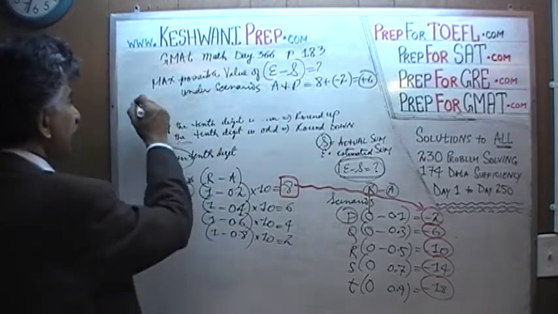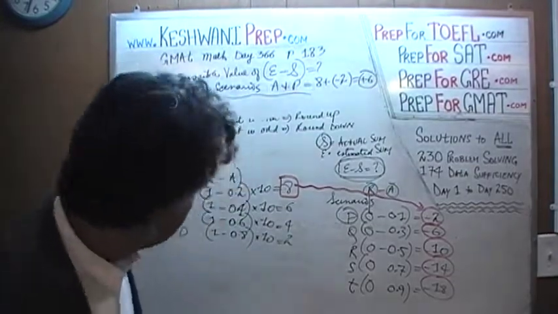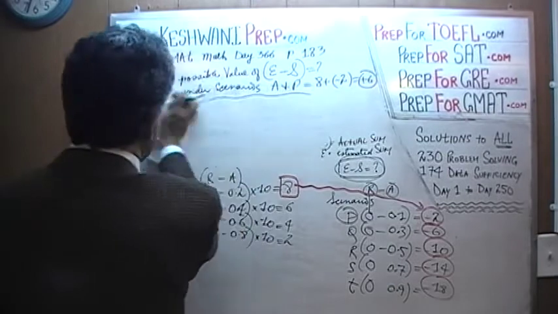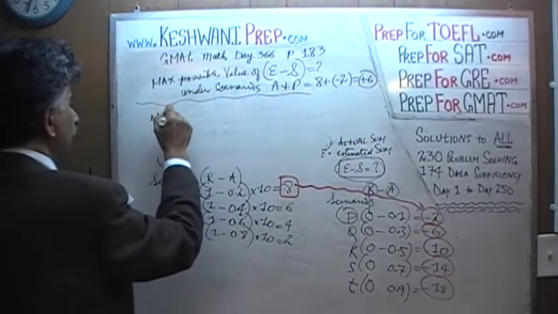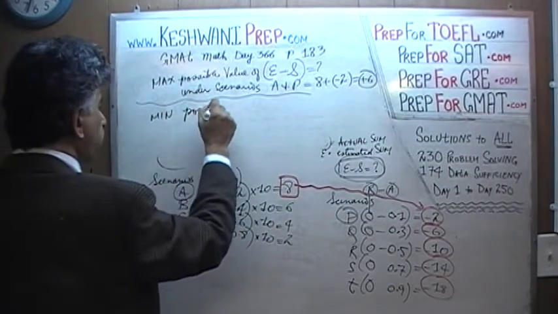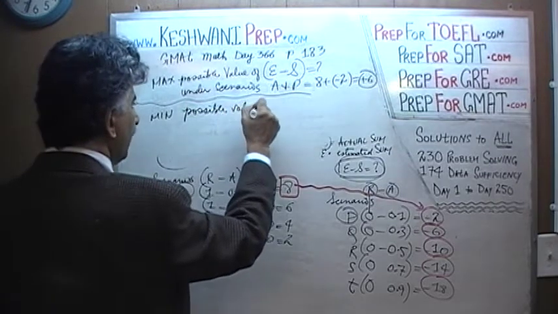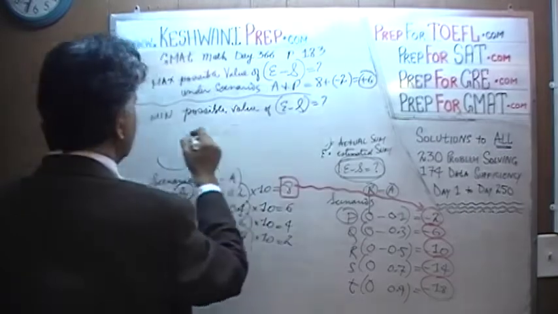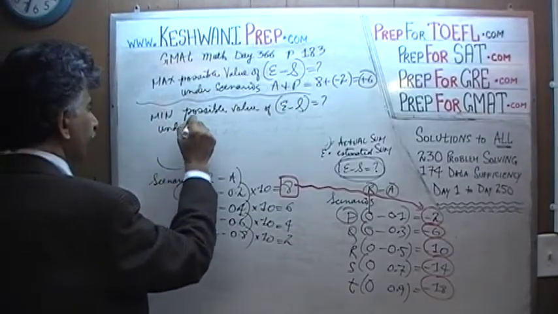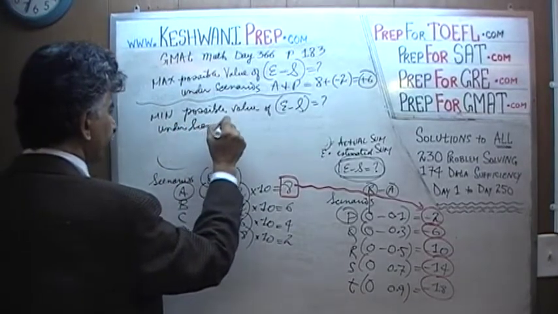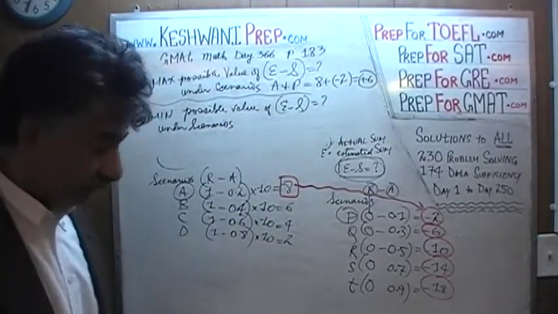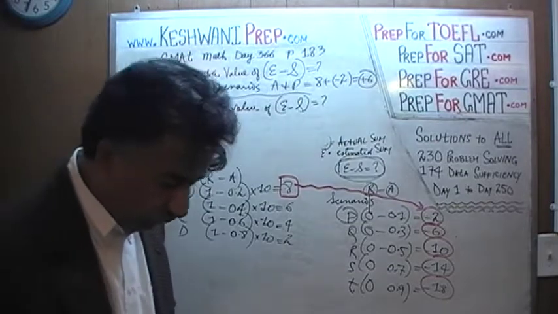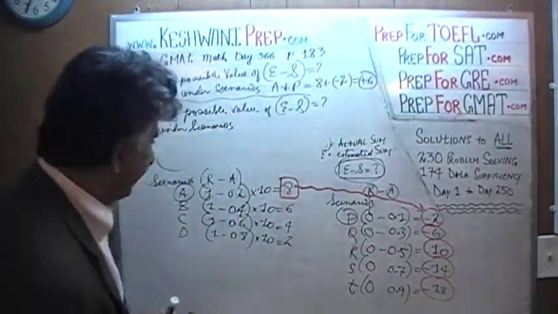Similarly, we find the minimum possible value. We're going to do it here. The minimum possible value of E minus S is how much? Well, that's going to be under scenarios. If you want the minimum, how do we find it? We take the lowest positive number.